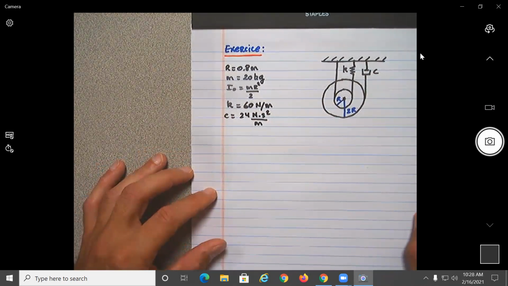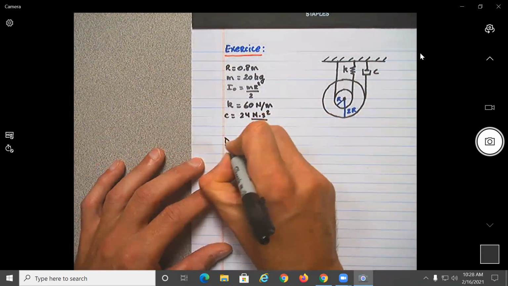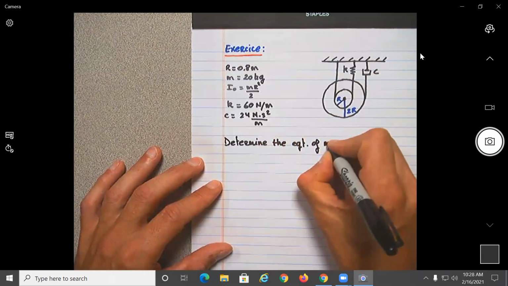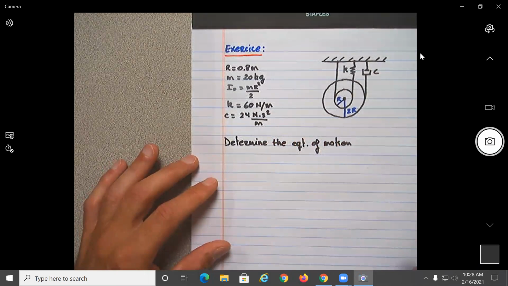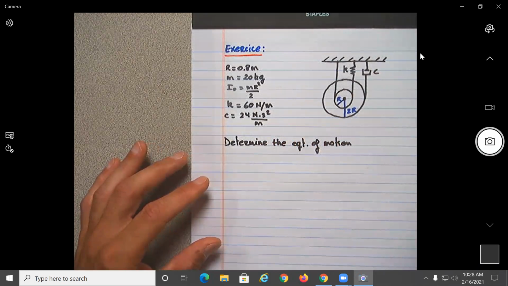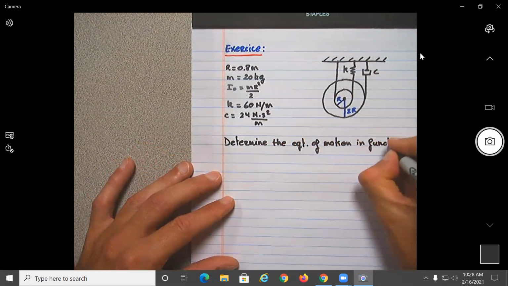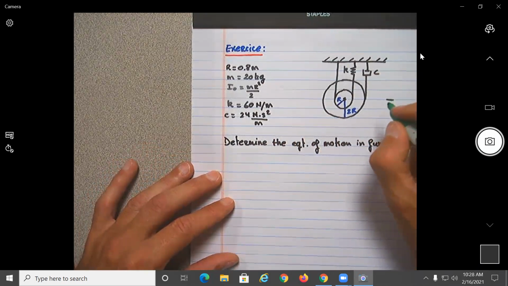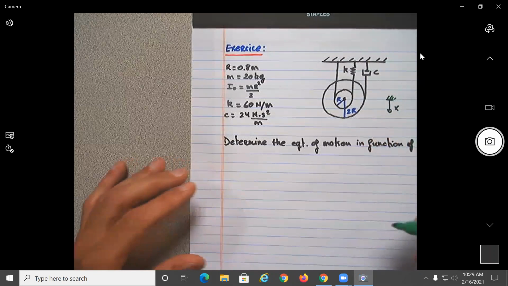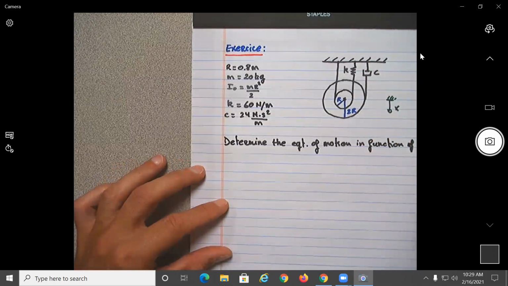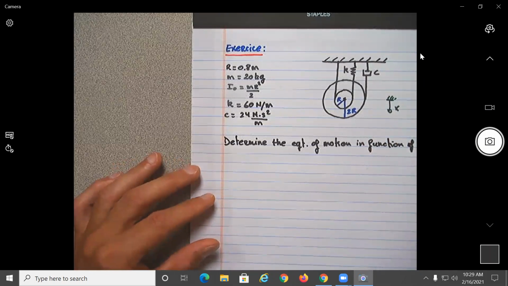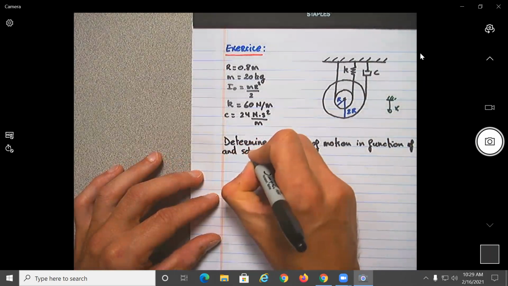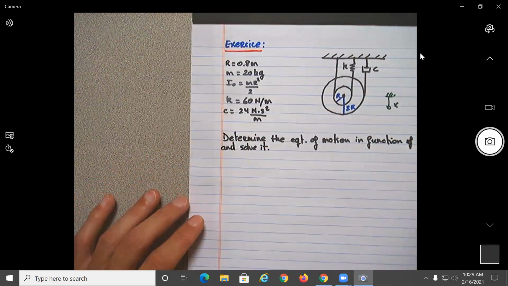Okay, so in this problem, what we need to do is to determine the equation of motion in function of x, where x will be how much this is moving, you could do it up or down, and solve it.